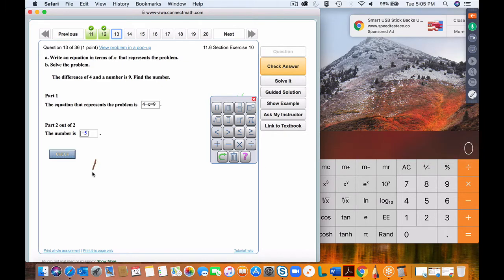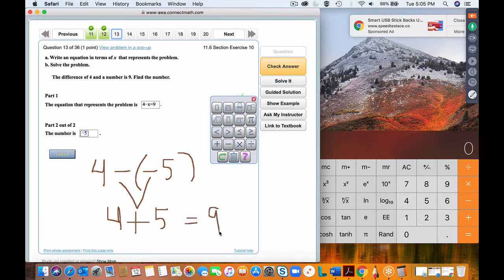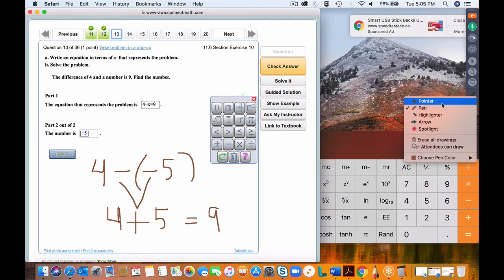4 minus, and then if I substitute by minus 5, this will make positive. And I know that 4 plus 5 will be equal to 9. That's why.